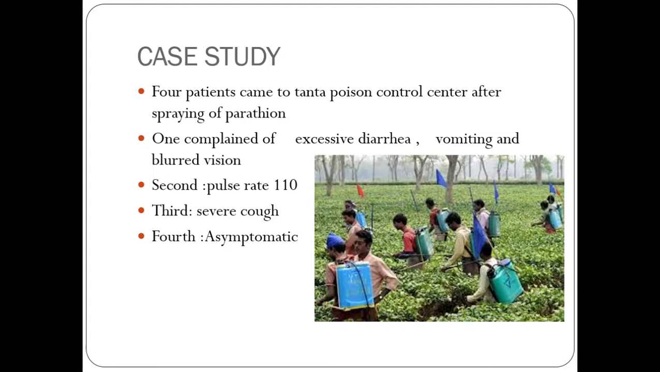So the first question is the explanation for each person. First, what is the cause of excessive diarrhea, vomiting, and blurring of vision? Second, what is the cause of tachycardia? Third, what is the cause of severe cough? And the fourth, asymptomatic: why this difference between the pictures? Why the variation in this picture?